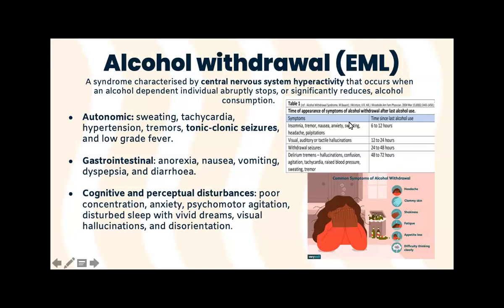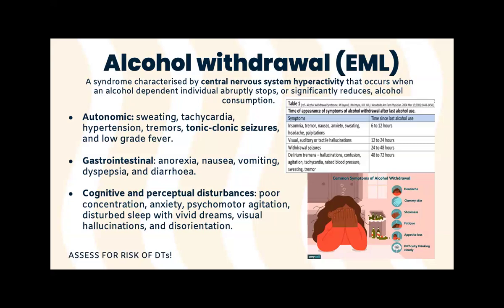What's helpful to remember is that some things, like insomnia and tremor, can start already within 6 to 12 hours. But full-on DTs, which we'll talk about in a minute, can take a good 2 to 3 days to develop. So you might have somebody who stopped drinking a day or so ago, presents with another medical condition, and develops DTs in your ward after a day of admission, if you're in a district hospital setting, for example.